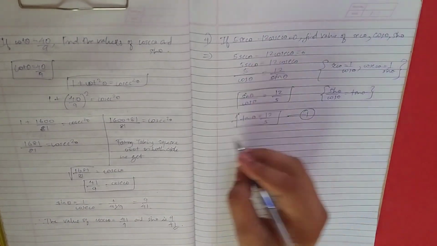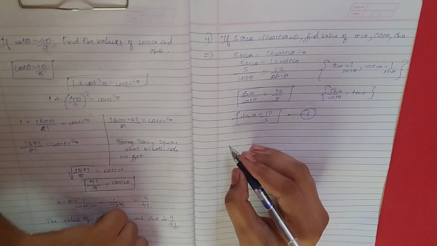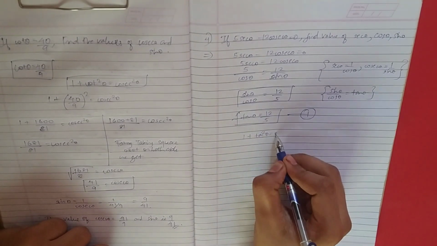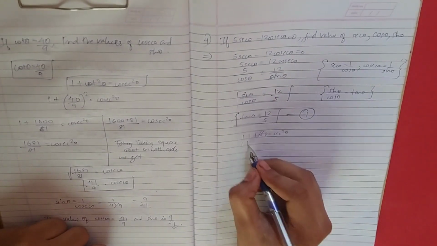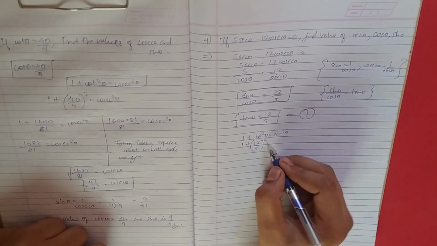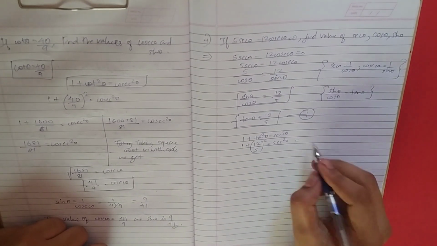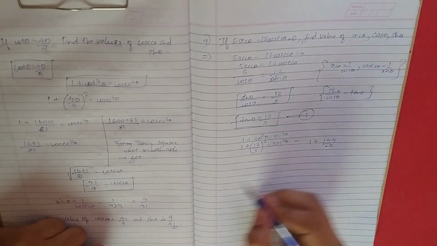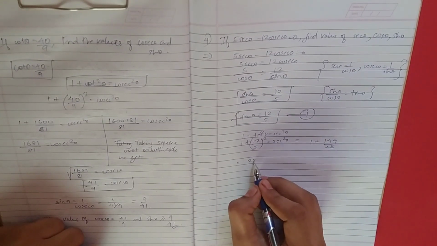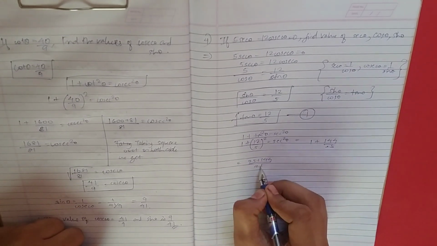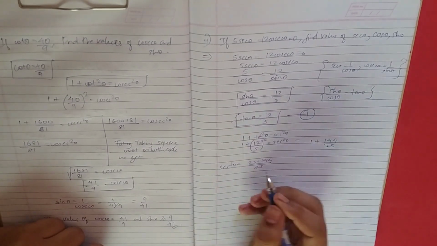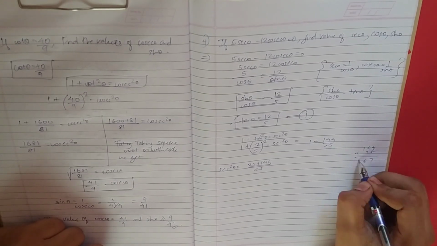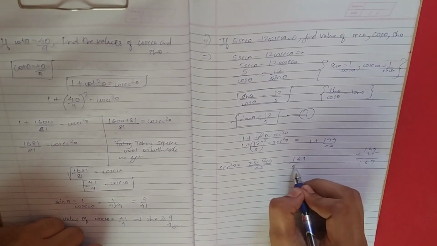Now we got tan theta. So for finding the value of sec theta, we can use the identity formula, that is 1 plus tan square theta is sec square theta. So therefore 1 plus (12 by 5) square is sec square theta, which is 1 plus 144 upon 25. This will be 25 plus 144 upon 25, sec square theta equals, now 144 plus 25, that is 169. This will be 169 upon 25.